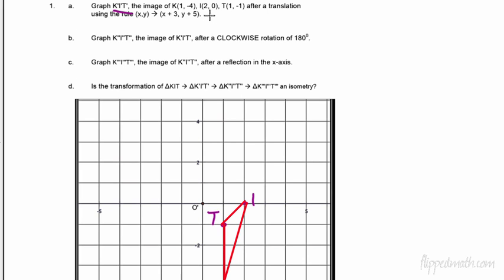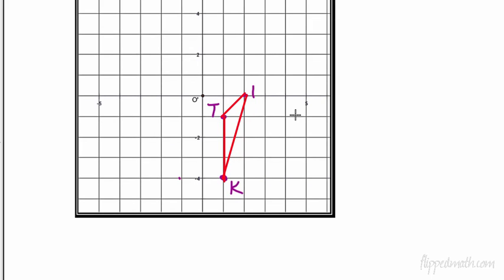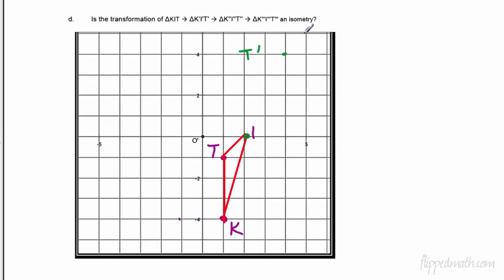+3, +5. That means you go 3 to the right and 5 up. So our new points, I'll use green this time. 3 to the right, 1, 2, 3. 5 up, 1, 2, 3, 4, 5. That's going to be T prime. Let's do I. 1, 2, 3, 1, 2, 3, 4, 5. It's going to be up just out of my reach. There's I prime. And K. 3, 1, 2, 3, 4, 5.